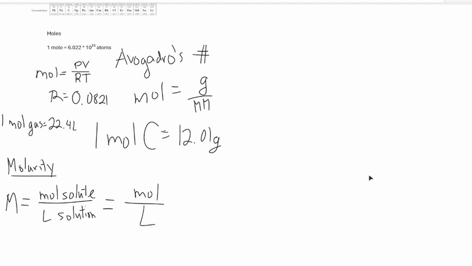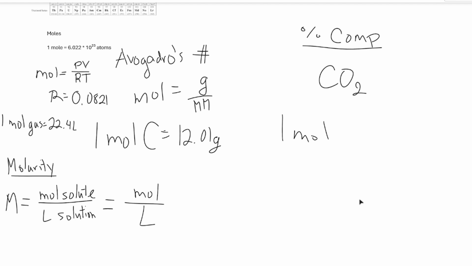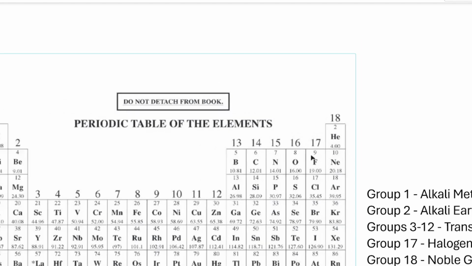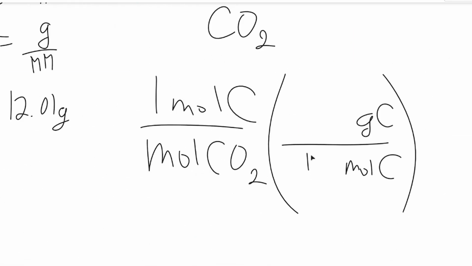Now we can use what we just learned about moles to begin learning percent composition. Percent composition is the percentage of mass that each element has in a particular compound. It is found by dividing the mass of each element or component of the compound by the total mass of the compound. So let's calculate the percent composition for CO2. We already know that we have 1 mole of carbon per mole of CO2. This is because carbon has a subscript of 1. We also know, by looking at carbon's molar mass, that there are 12.01 grams of carbon per mole.